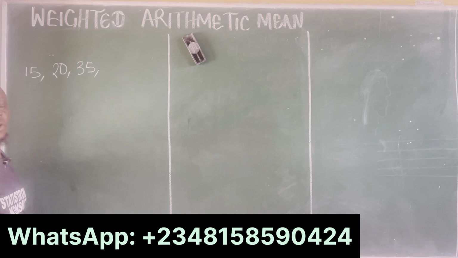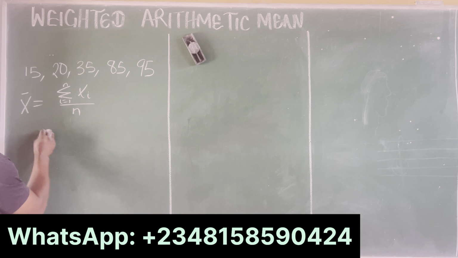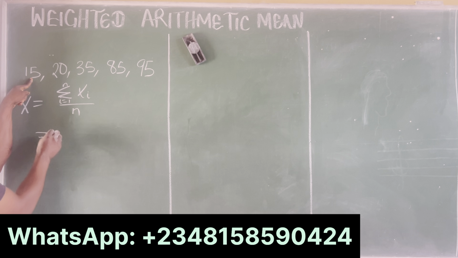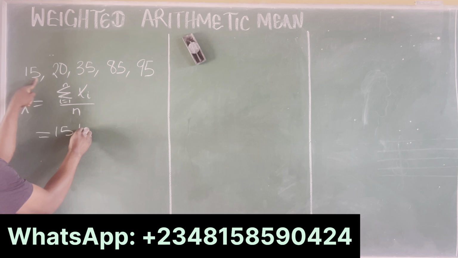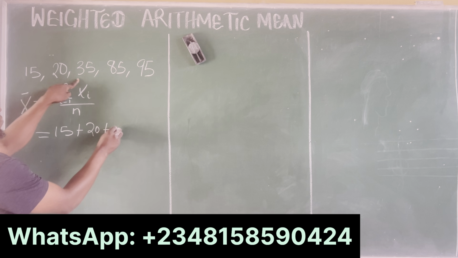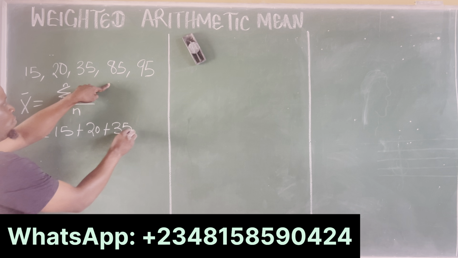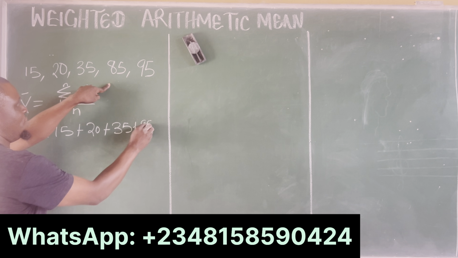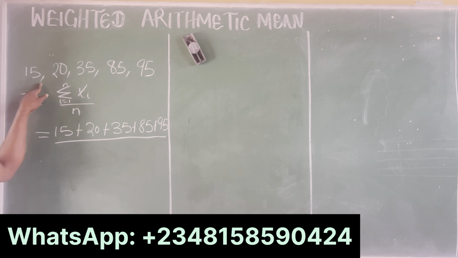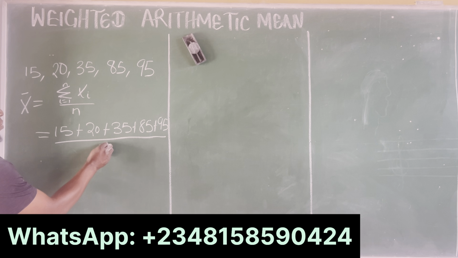Now, if you are asked to calculate the arithmetic mean of this, the arithmetic mean, as we told you previously, will be x bar is equal to the summation of xi, as i goes from 1 to n, all over n. So we now look at the values. The first value is 15, plus the second value is 20, plus the third value is 35, plus the fourth value is 85, plus the last value is 95. All of that over, how many values do we have? 1, 2, 3, 4, 5. That's our n, all over 5.